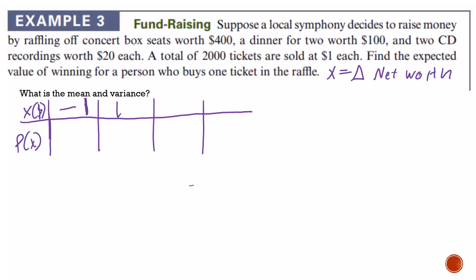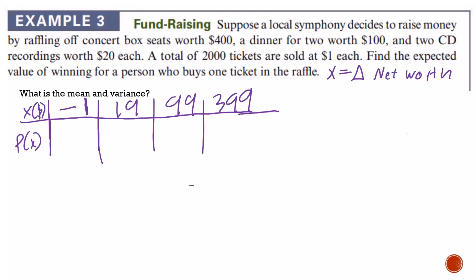I guess that could be confusing. I interpreted it, and the textbook author that I got this problem from interpreted it as 2 tickets, each winning a CD. Why you'd want to have 2 of the same CD, I don't know. So that's how I'm interpreting it. But I could see it's not completely clear. And then the dinner, the value associated with that would be 99, and then the box seats would be 399. All right, so then we just need the probability for each of these.